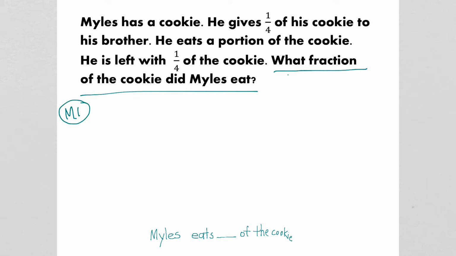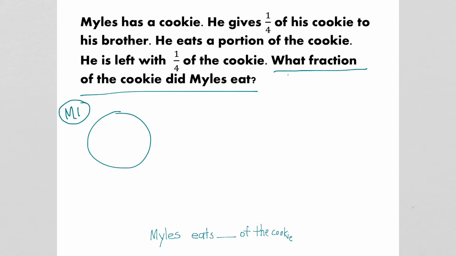So as I read, I know Miles has a cookie. I'm just going to draw a cookie. We know that he gives 1/4 of his cookie to his brother. Because remember, we're going with what we know. That was important. Let's plug in the information we know first.